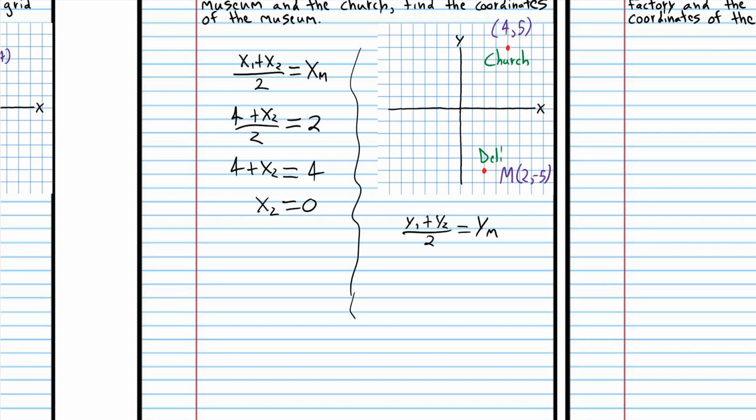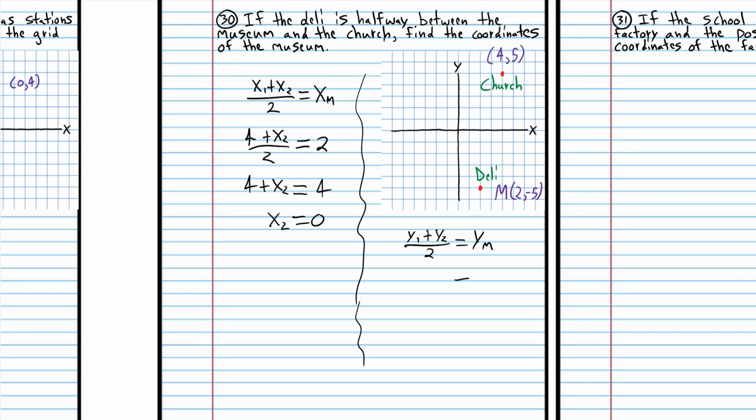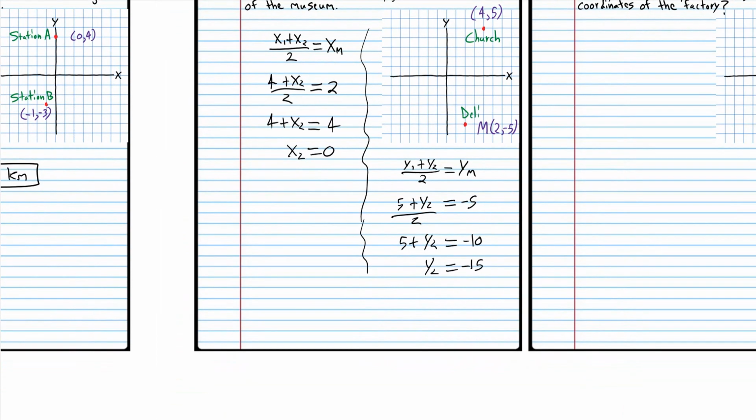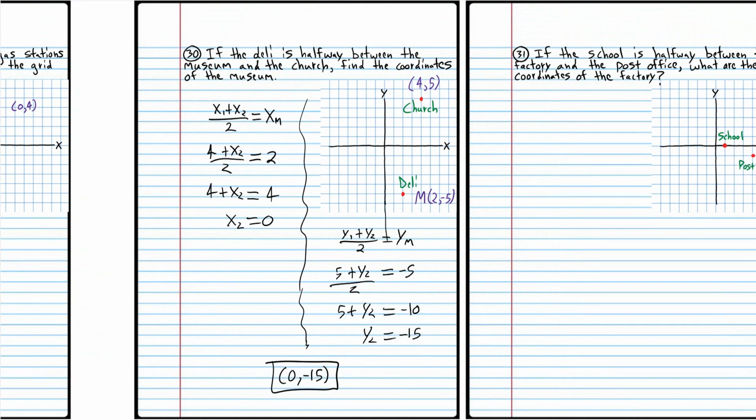So now we're going to plug in the y value of the midpoint, and the midpoint is the deli, so the y value is negative 5, and the y value of the other point there, the church, is 5. Again, it doesn't matter which one you plug it into, the y1 or y2, you get the same answer. Multiply both sides by 2, and you get negative 10 is equal to 5 plus y2. Subtract 5 from both sides, and you get negative 15. So now we can combine these two, and we see that the museum is at coordinate (0, negative 15). All right, which is somewhere down here, that's where it should be.